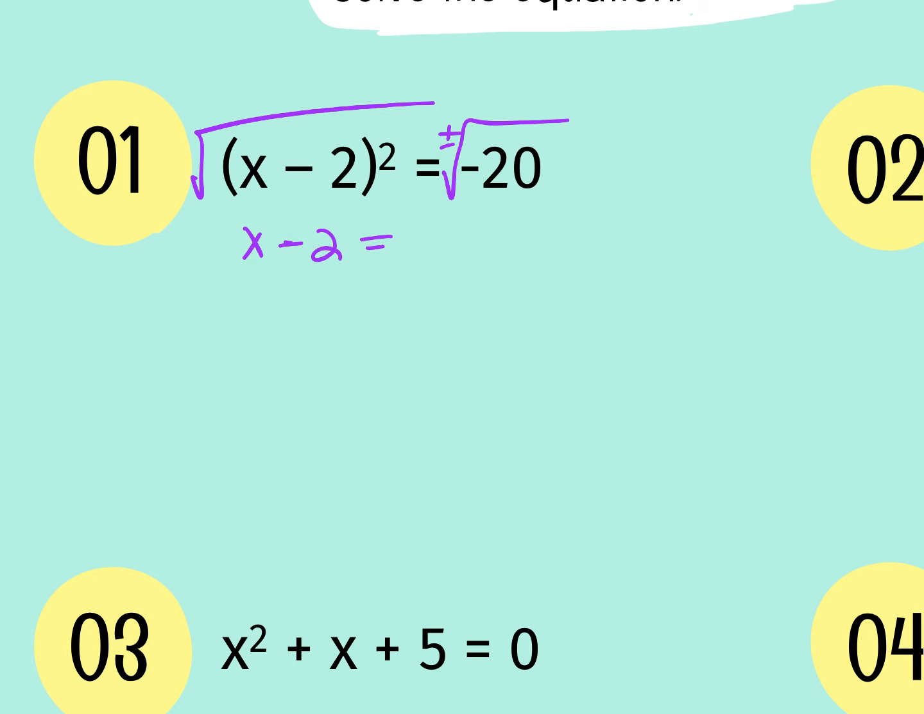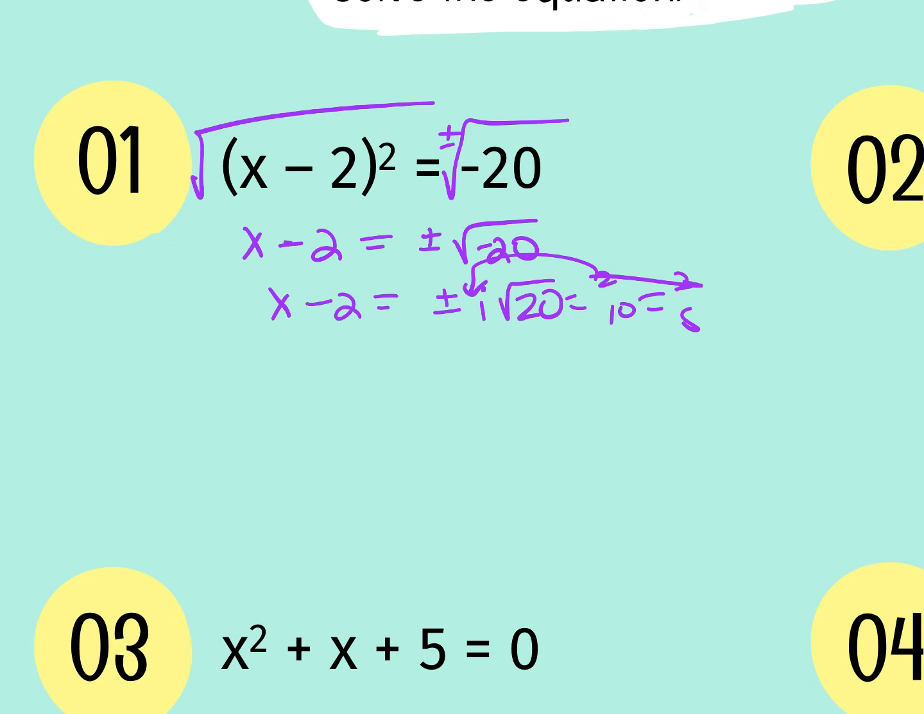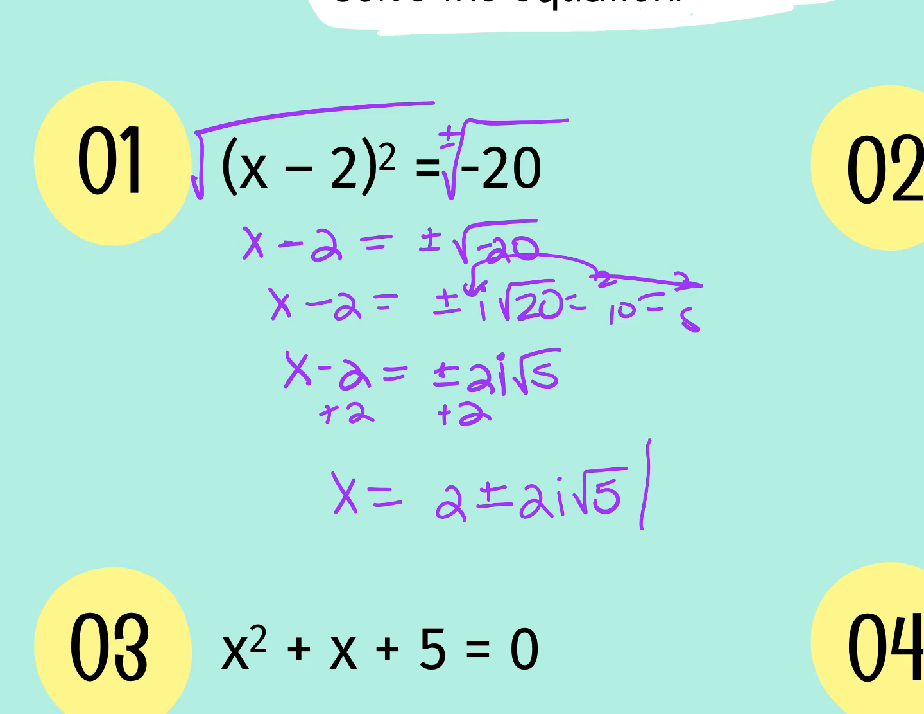I get x minus 2 equals plus and minus the square root of negative 20. So now what? Take out the i. x minus 2 equals plus and minus i square root 20. Break that down into 2 and 10, 2 and 5, which means I can bring the 2 out with the i. Plus and minus 2i square root 5. So I get x equals 2 plus and minus 2i square root 5. And you can leave it as plus and minus. You don't have to separate it.